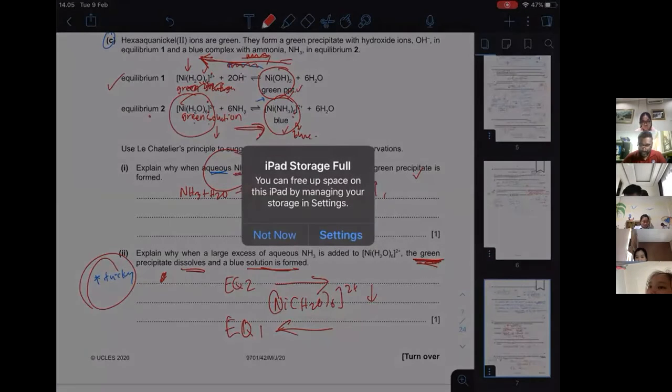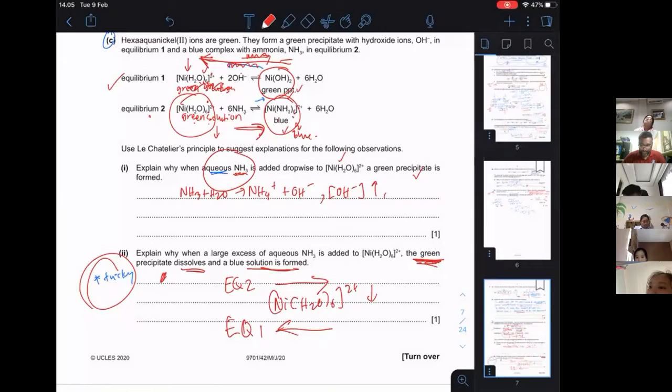When it moves to the left, the green precipitate is going to be dissolved. At the same time, you can mention that the blue solution is going to be formed, which is under equilibrium 2. Blue solution formed.